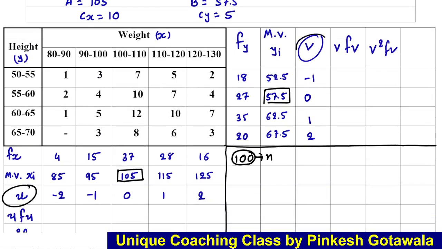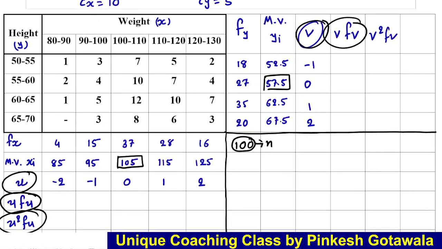This is u and v. Okay, uv. Then u square, v square. But here this u and v multiplies with frequency, because in this example frequency is given. So uv we found, but what do we multiply it with? Then with frequency. After that we prepare the column of square.